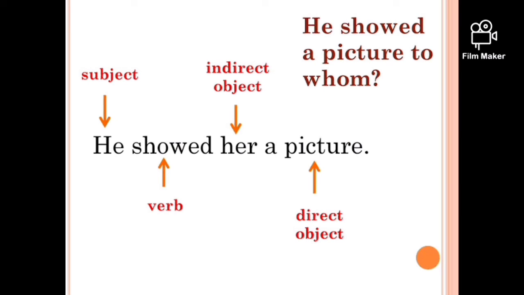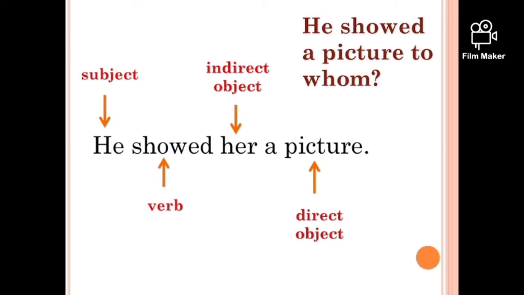One more example. He showed her a picture. So the subject is he because he is the one who is doing the action. The one who does the action will be the subject. So he is the subject. What is the action he is doing, or what is the work he is doing? Work or action represents the verb. So he is doing the action called showing. He showed. So show, showed. We will discuss the conjugation, I mean how it changes from show to showed, in the upcoming videos. So showed is the verb.